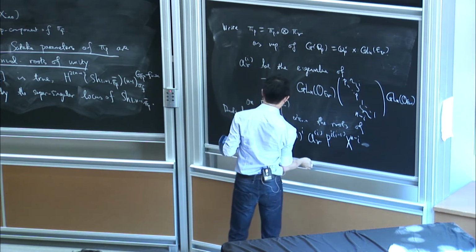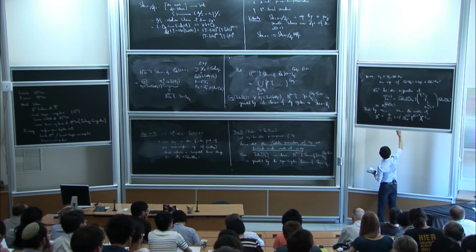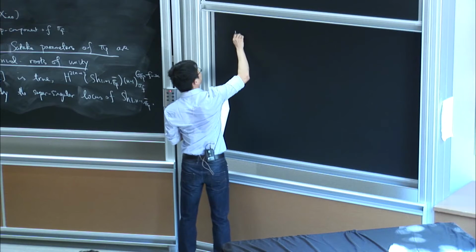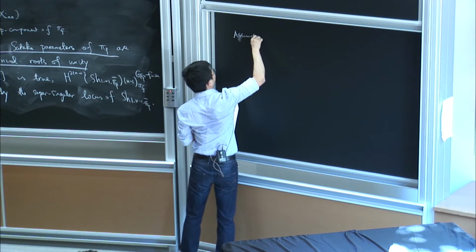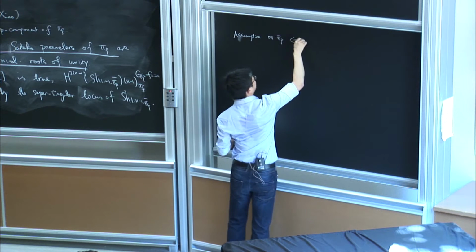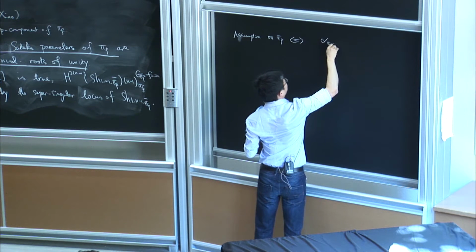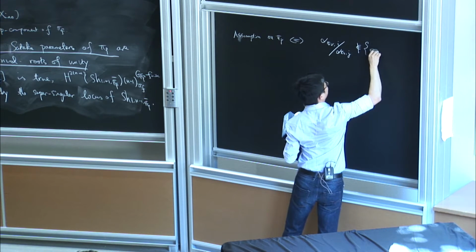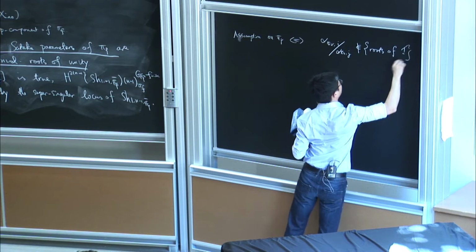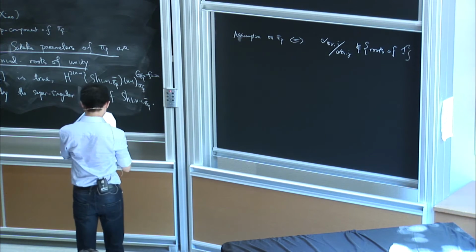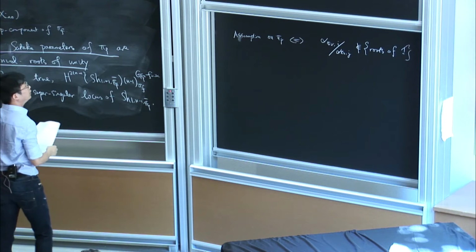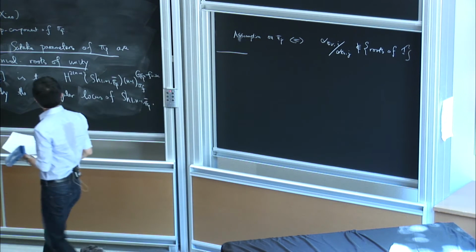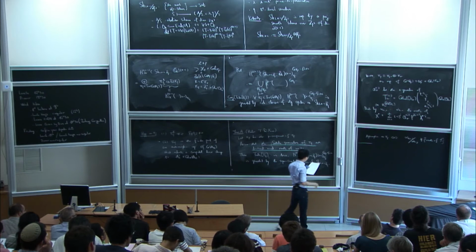Then the assumption on pi p is equivalent to saying that those alpha pi vi are distinct modulo roots of unity. Okay, so this is an explicit formulation of the condition. And secondly, let's explain why this condition appears here.